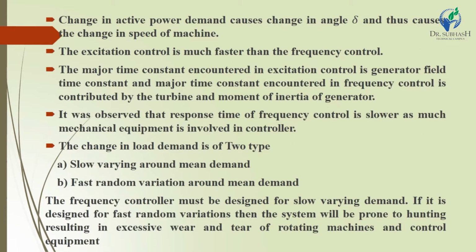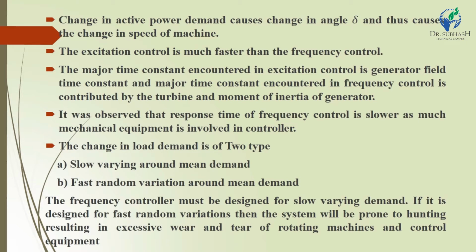Change in active power demand causes a change in angle delta and thus a change in speed of the machine. The excitation control is much faster than the frequency control. The major time constant encountered in excitation control is the generator field time constant, and the major time constants encountered in frequency control are contributed by the turbine and the moment of inertia of the generator. It was observed that the response time of the frequency control is slower as much mechanical equipment is involved in the controller.